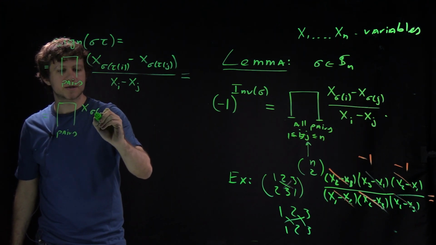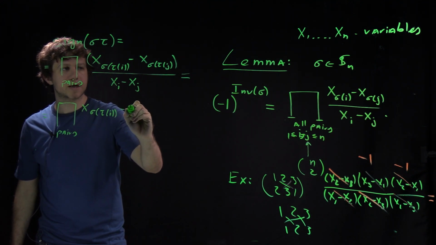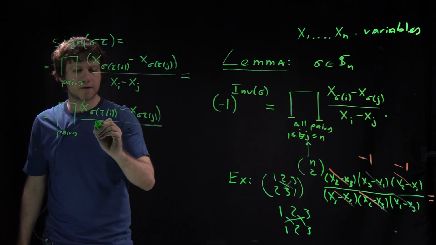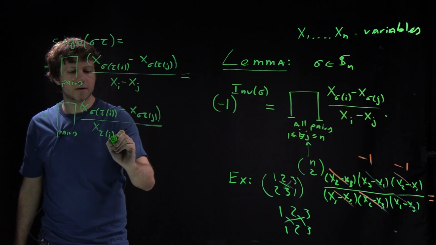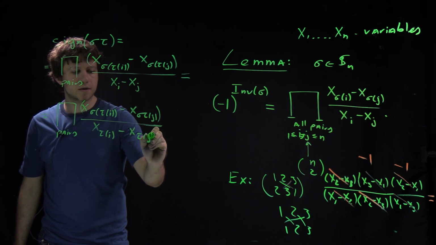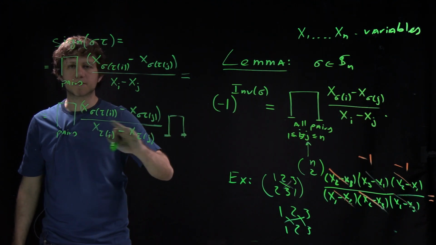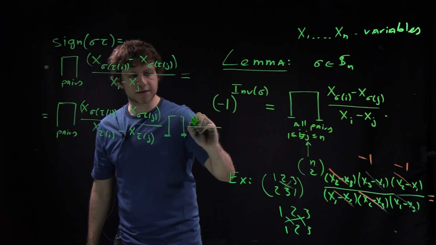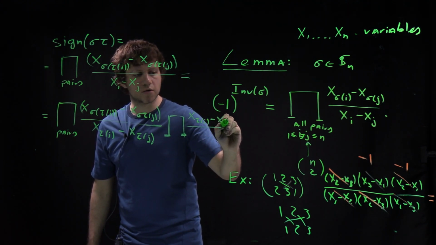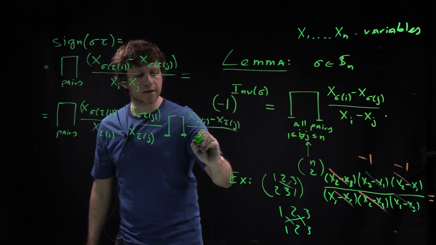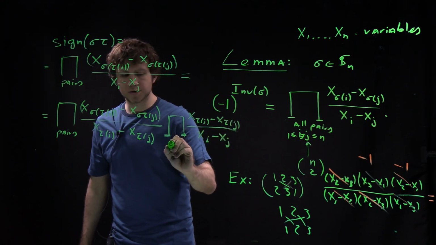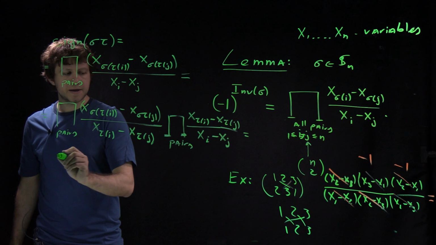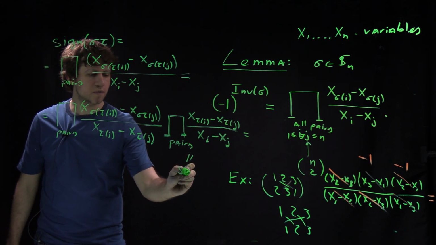So I will get a product over all pairs of x sigma tau of i minus x sigma tau of j divided by x tau of i minus x tau of j, times the product of x tau of i minus x tau of j divided by xi minus xj. Again, everything is commutative, and it's actually just plus-minus signs everywhere, so it's not terrible. So this is also over the same set of n choose 2 pairs. And this second product is of course just the sign of tau.